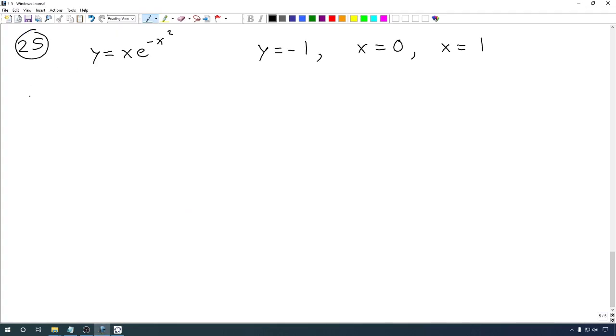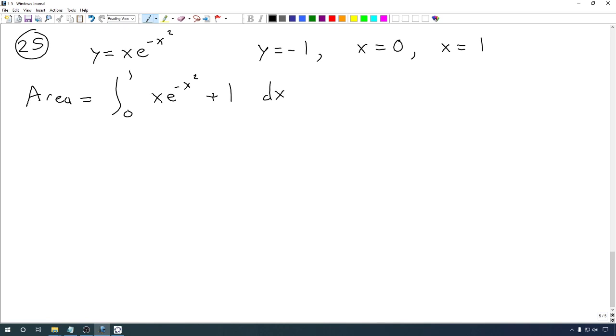So very easy integral to set up. The integral from 0 to 1. We have x e to the negative x squared, because that's our top function, minus our bottom function of -1. So minus -1 just means we add 1 to it. So nice and easy. Well, at least the setting up was easy.